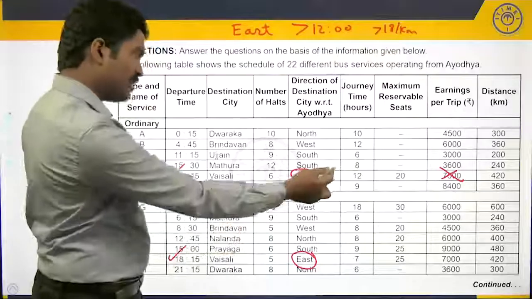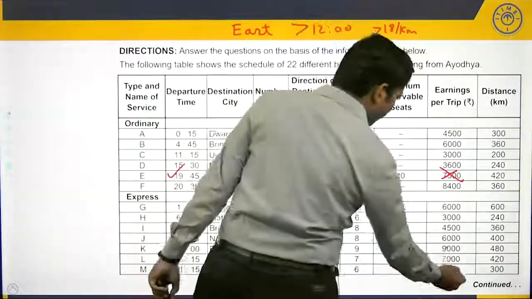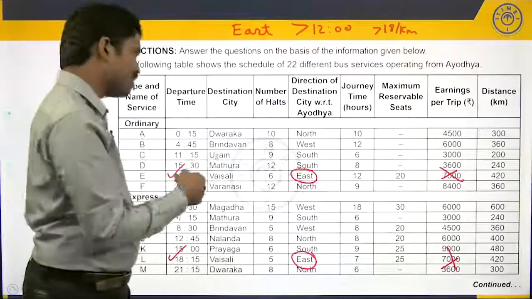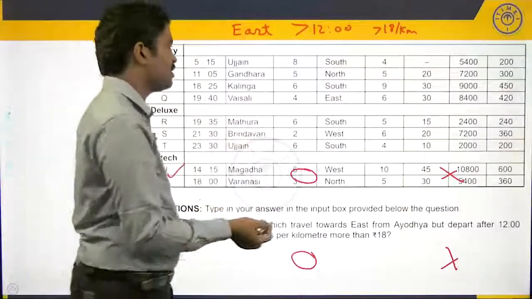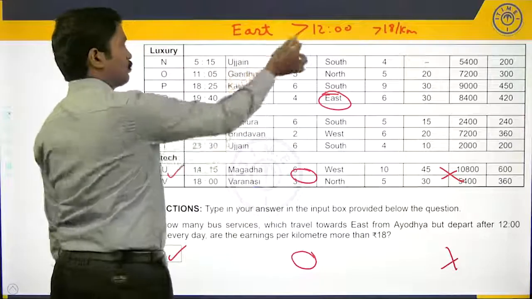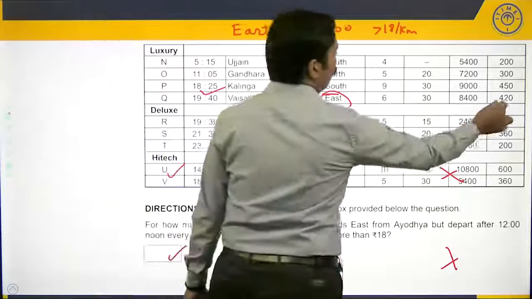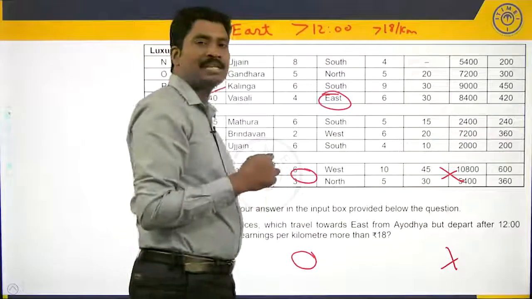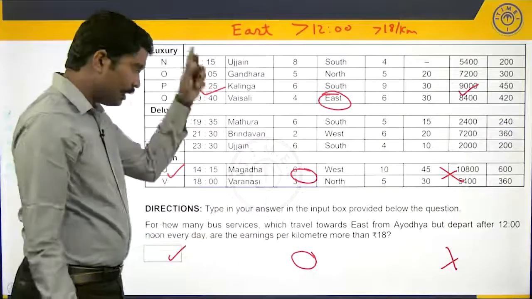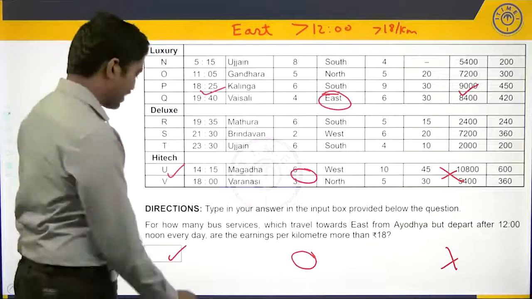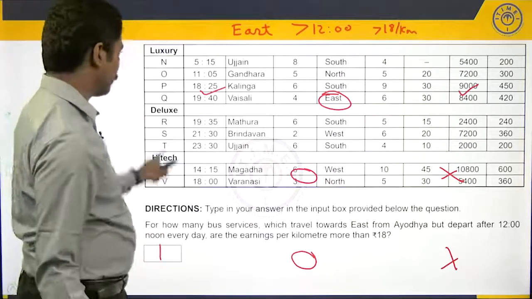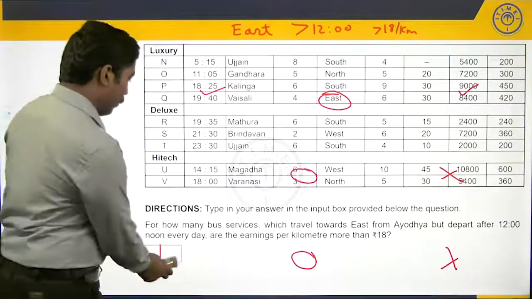The next one, while the distance is 420, is only 7000, not even 7500. But I am looking for 7560. So nothing on this page satisfies the condition. Anything else on the next page? We have another east, no other east. Does this start after 12 noon? Yes. What about this 420? We just calculated 420 into 18 is 7560 and this is 8400. So all of them are satisfied and there's no other trip which satisfies all these conditions. So what's the answer for how many bus services? Only one bus service, which is this Q bus service going towards Vaishali.